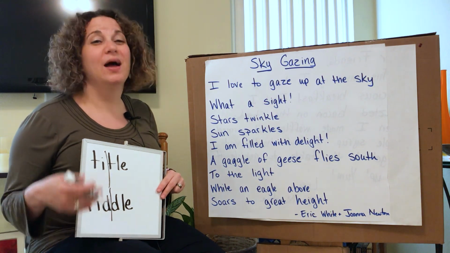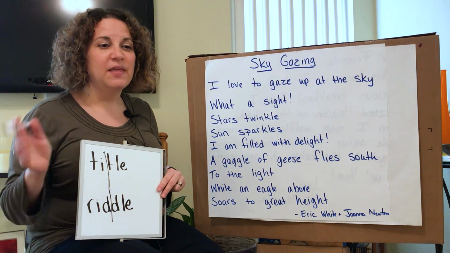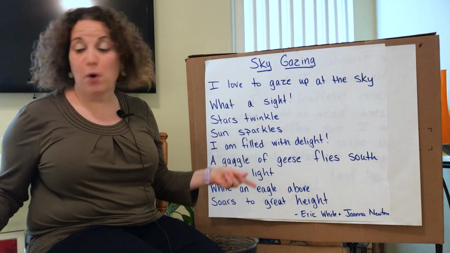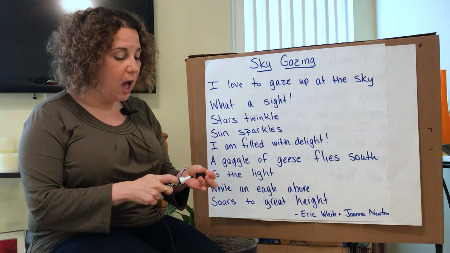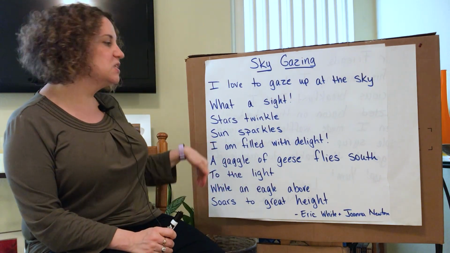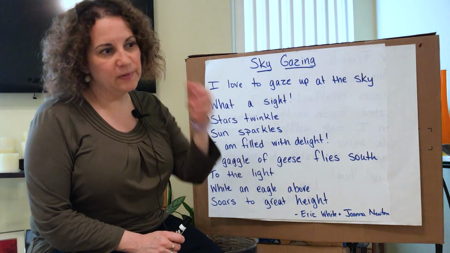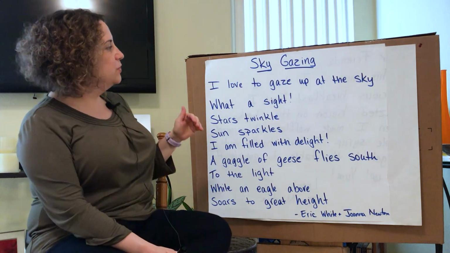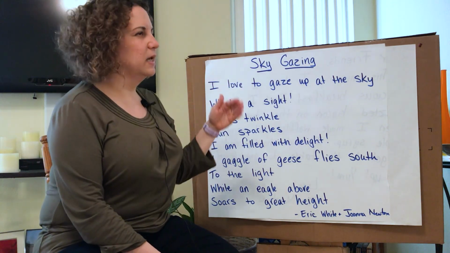Today we're going to explore another syllable pattern that happens often at the ends of words. But before we do that, I have a poem to share with you. I'm going to read the poem, we'll talk about it a bit, and then we're going to use the poem to explore this syllable pattern that we're going to talk about today. Right. So the poem that I had to share with you today is called Sky Gazing.